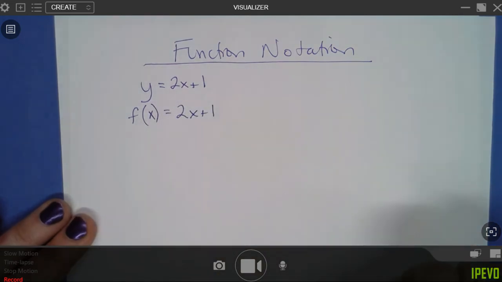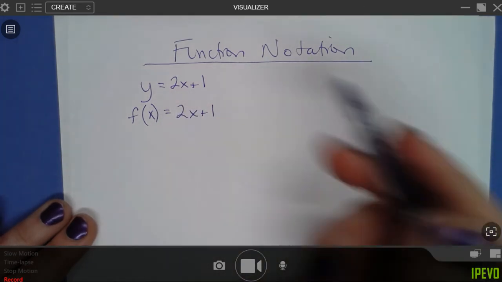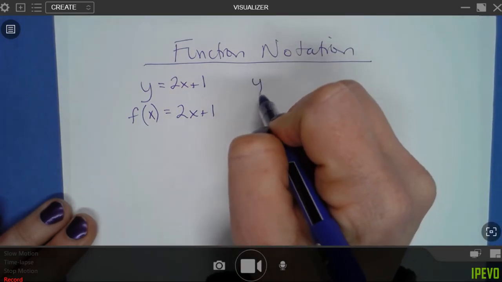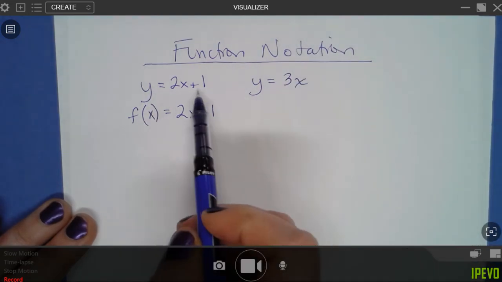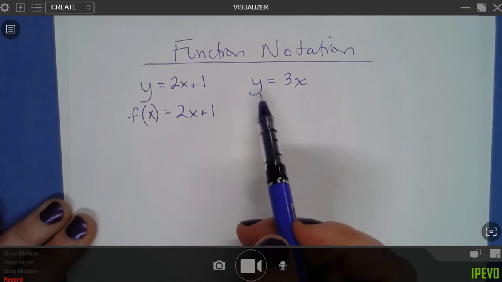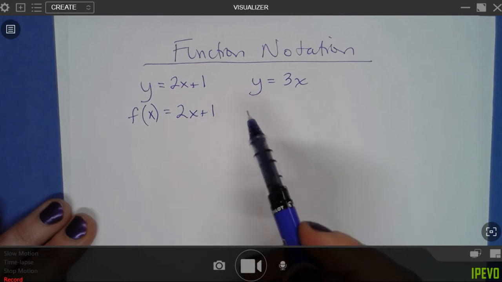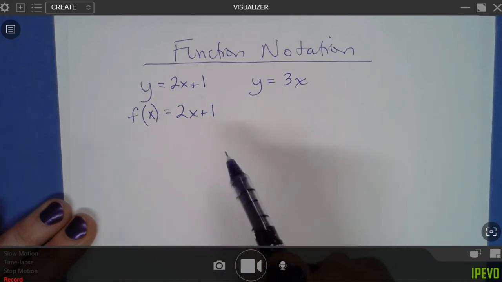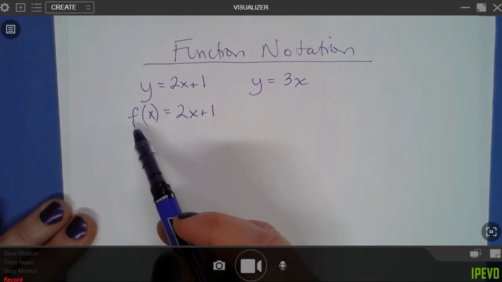And a lot of times students are like, well, why can't we just stick with y? That was doing fine. Well, if we have two equations like y equals 2x plus 1 and y equals 3x, and both equal y, then they must equal one another. So we have to have a way to say that they're not equal to one another. They're different functions. So we start with f because of the word function.